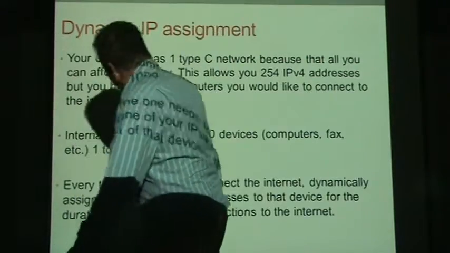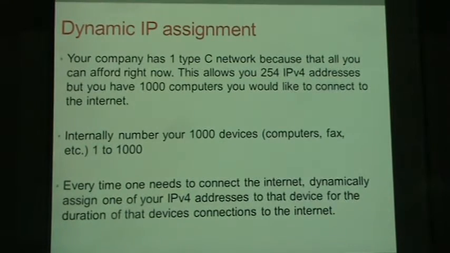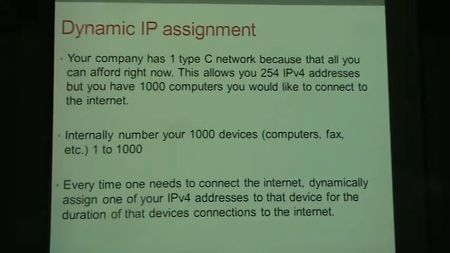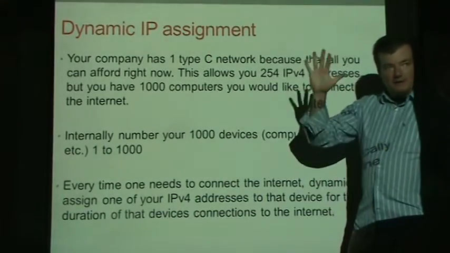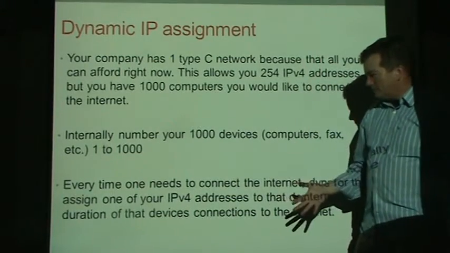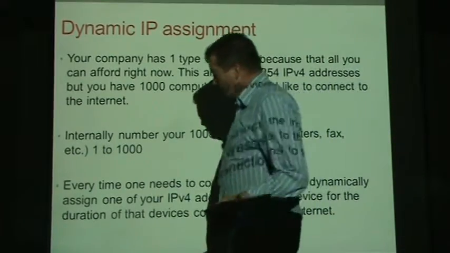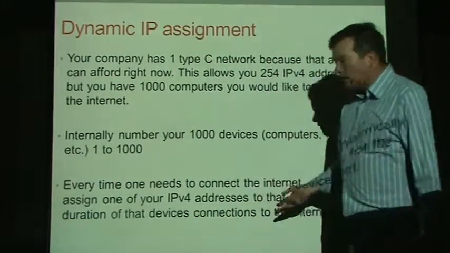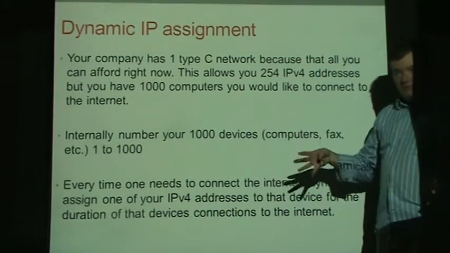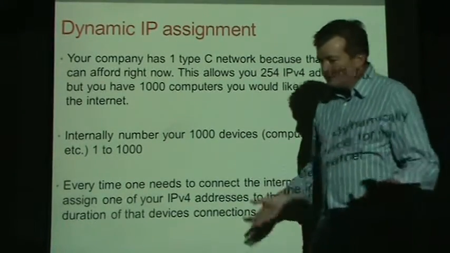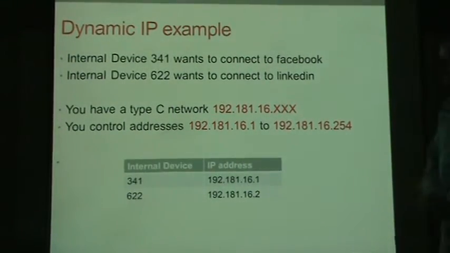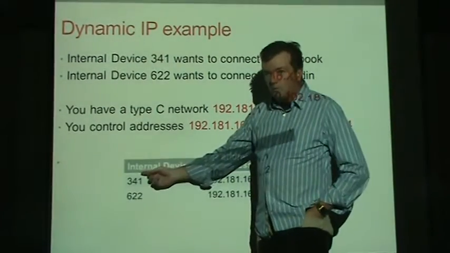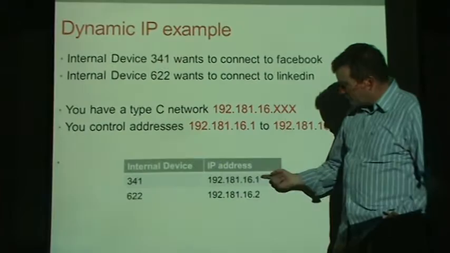And the way we would do that is, okay, your company has one Type-C. We can take our 1,000 devices and create an internal table, just number them 1 to 1,000. Then every time one of them wants to connect to the internet, we take one of our 254 available IP addresses and bond it to the machine. So we would keep a table: all our internal devices have numbers between 1 and 1,000, and then these are the IP addresses we have.